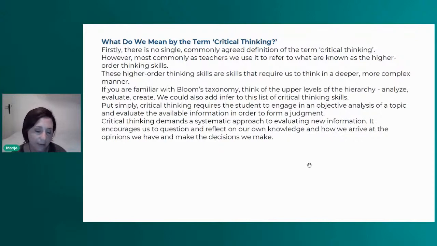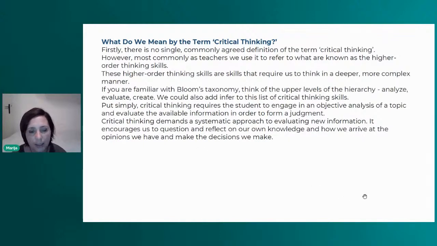Also, in young learners, especially from 6 years to 10 years, critical thinking requires the students to engage in an objective analysis of a topic and evaluate the available information in order to form a judgment. Critical thinking demands a systematic approach to evaluating new information. It encourages us to question and reflect on our own knowledge and how we arrive at the opinions we have and make the decisions we make.